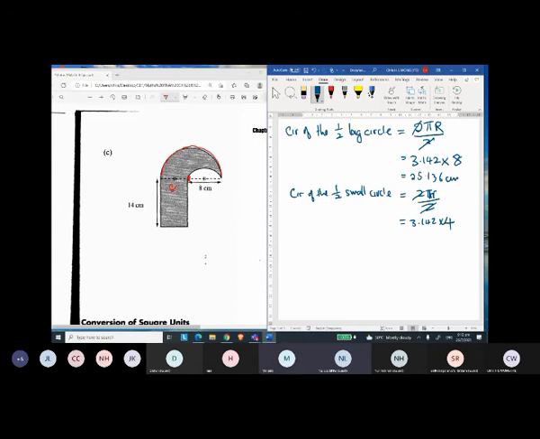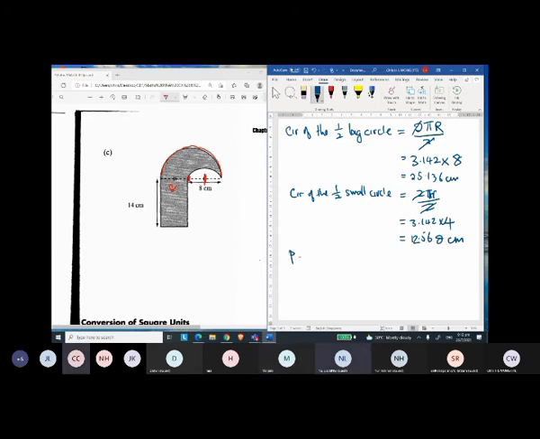This time it is 4, just because it's small, only takes half of it. Yeah, it's 4. Very good. 3.142 times 4 is 12.568, isn't it? Can you confirm? 12.568. Okay. Now you can find the perimeter of the figure already.